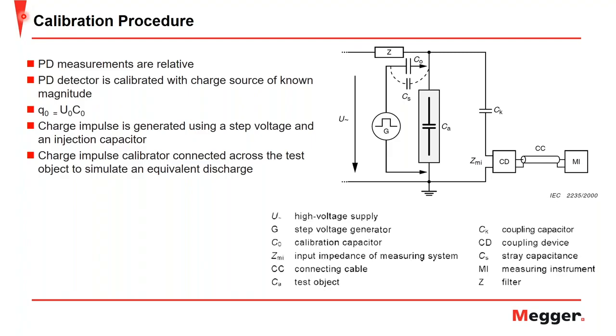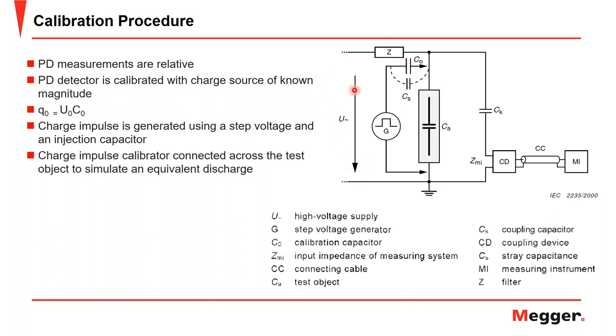Covering the calibration procedure, the partial discharge measurements are relative. So a PD detector is calibrated with a charge source of known magnitude, where that magnitude is the step voltage multiplied by the capacitance in series. And just look at the circuit over here, you can see the circuit is much the same.